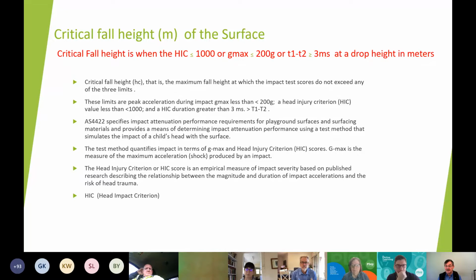This is more the definition in the standards. And if you read all three standards, these definitions can be slightly different, which is a bit off-putting. But the critical fault height of the surface in meters. Other standards can have different requirements.